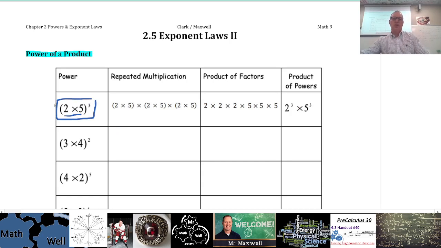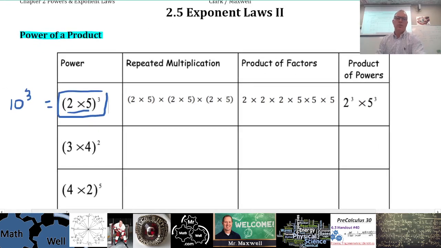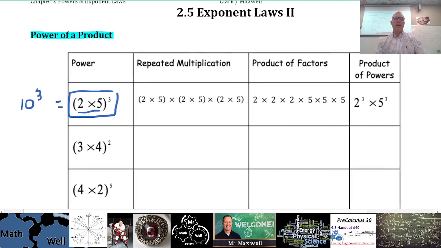Now, this could also be written like this. 2 times 5 is 10 to the power of 3. That also could be written like that. All right? So this is going to be important because any power can be written as a power of a product, because you can just factor this 10 and rewrite it in different ways. So 10 can be written as 2 times 5. You see that? So these, in essence, are the same.